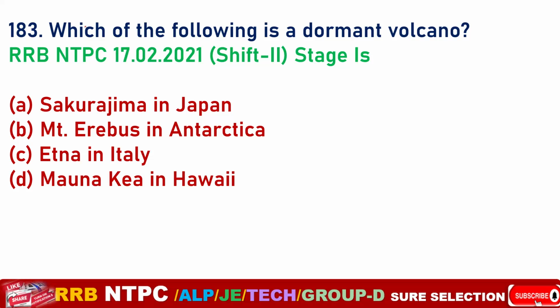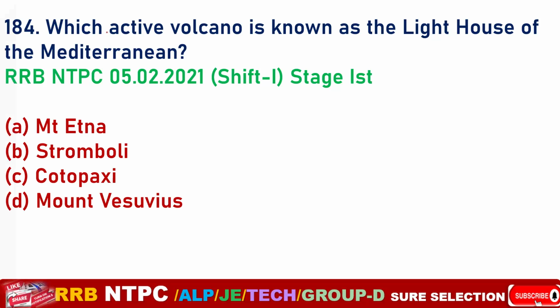Which of the following is a dormant volcano? Dormant means it existed some years ago, but as of now it is not active. Okay. So which is a dormant volcano? That is Mauna Kea in Hawaii. Which active volcano is known as the lighthouse of the Mediterranean? The lighthouse of the Mediterranean is Stromboli.